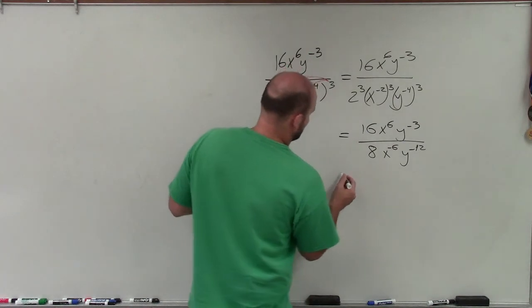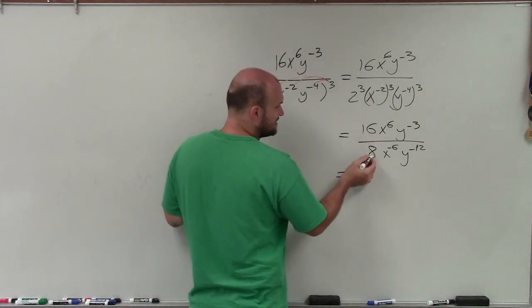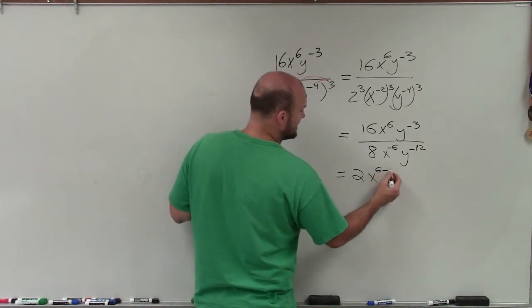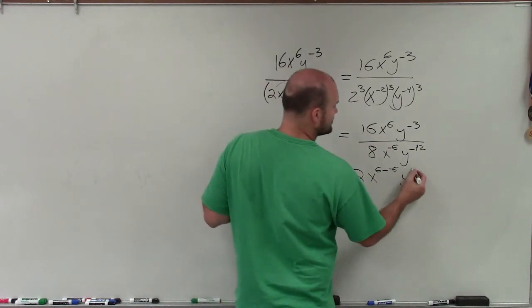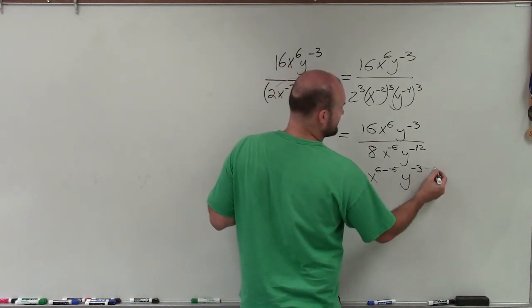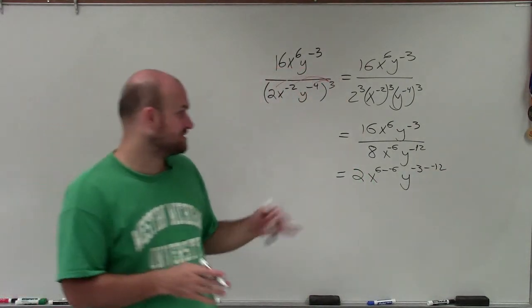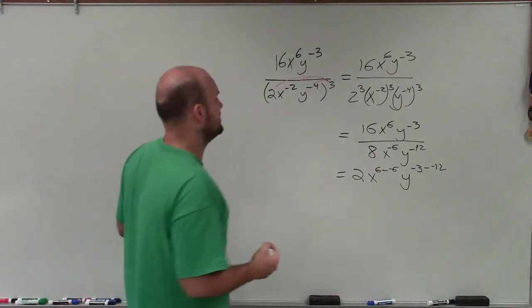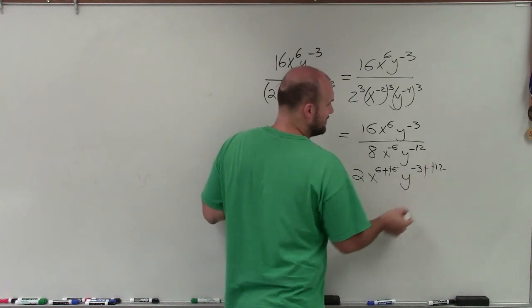So therefore, I'm going to write this all in the numerator. 16 divided by 8 is positive 2. Then I have x to the 6 minus a negative 6. Make sure you're subtracting. y to the negative 3 minus a negative 12. Okay, make sure. A lot of students will just say, oh, 6 minus 6. No. It's 6 minus negative 6. So what we notice here is that's a double negative, so that becomes positive. And that's a double negative.